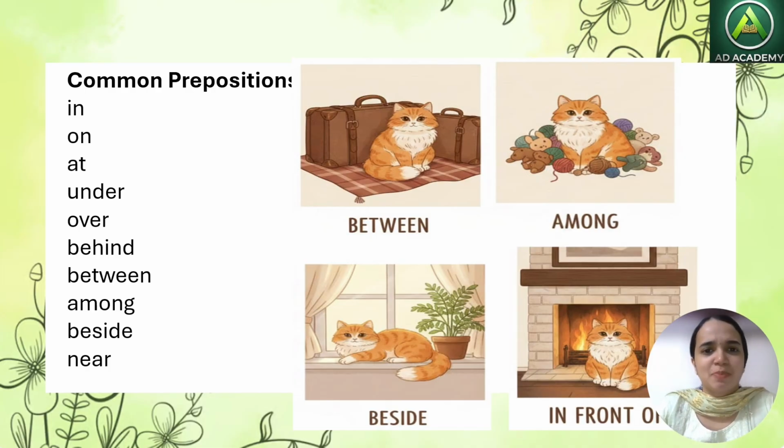So what's the difference between "between" and "among"? You can check this image. In the first image, where is the cat sitting? In between two bags. If more than two bags are there, we can say the cat is among them. In the second image, you can see the cat is sitting among different dolls. There are many dolls, so the cat is sitting among them.